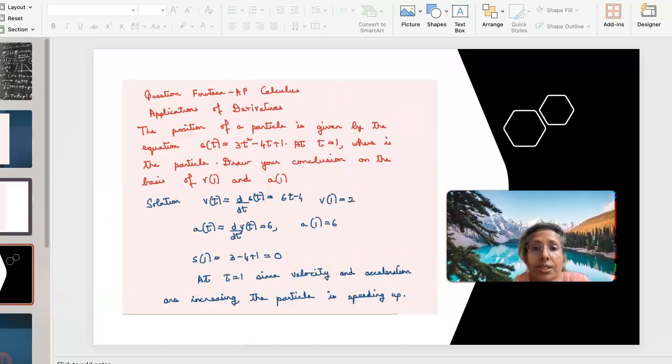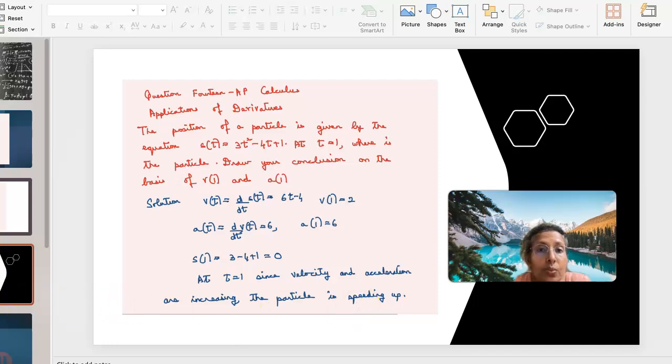Okay, the next question is question 14. This is a question on applications of the derivative. The position of a particle is given by the equation s(t) equal to 3t squared minus 4t plus 1. At t equal to 1, where is the particle? Draw your conclusion on the basis of v(1) and a(1), that is velocity at 1 and acceleration at 1. Now v(t) will be the derivative of s(t), that is 6t minus 4. So v at the point 1 is 2. a(t) will be the derivative of v(t), which is 6. So a at the point 1 is 6. And s at the point 1 will give you 3 minus 4 plus 1, which is 0. So at t equal to 1, since the velocity and acceleration are both positive, the particle is speeding up.